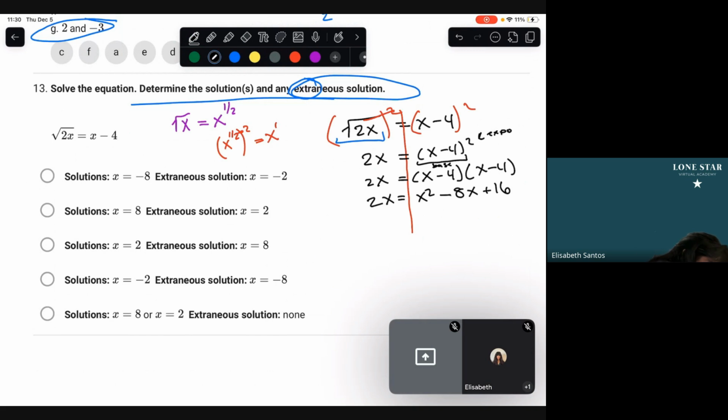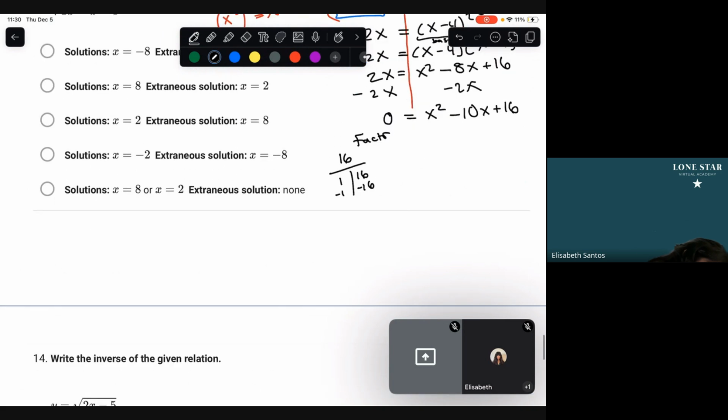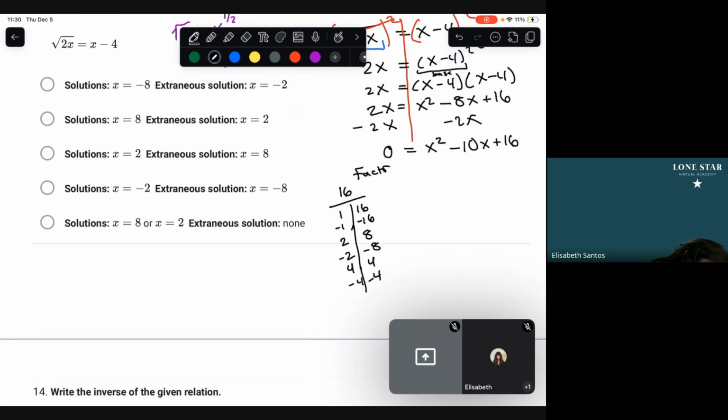Okay, and then we're going to move the 2x to the other side. So we're left with 0 equals x squared minus 10x plus 16. Then we would factor. So we're going to look at factors of c, which is 1 times 16 or negative 1 times negative 16, 2 times 8 or negative 2 times negative 8 gives us positive 16, and then 4 times 4 or negative 4 times negative 4. Now we're trying to find which factor pair, when we add it up, gives us negative 10.